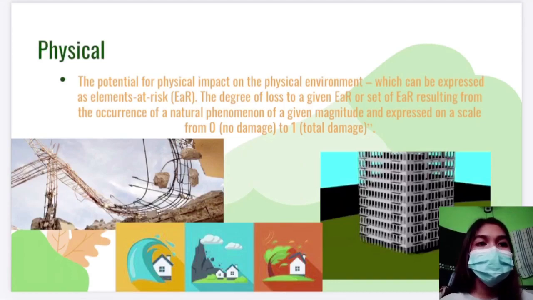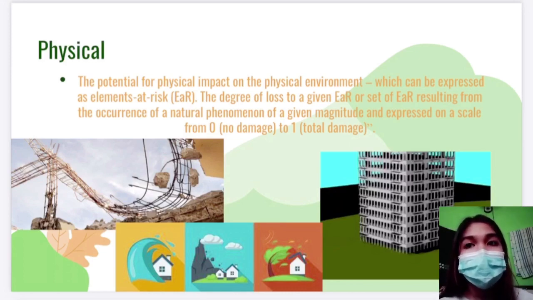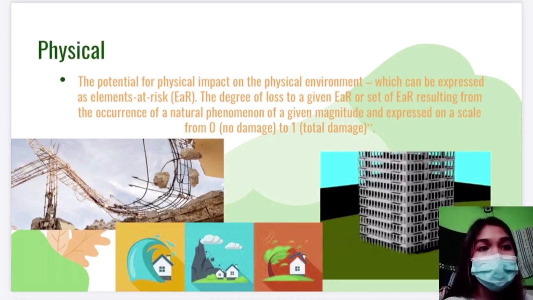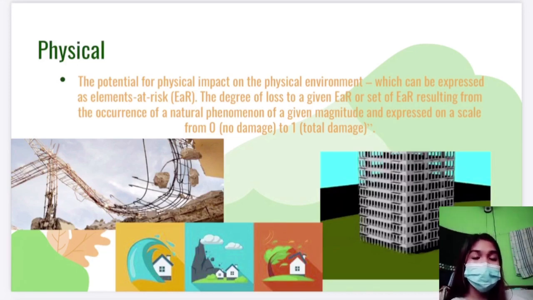So lastly is the physical vulnerability. Physical vulnerability is the physical impact on the physical environment that can be expressed as an element at risk. It is mostly influenced by the geographical pattern of the severity of hazards in the locality, and the number, density, spatial distribution, and spatial characters of population groups, and the effects of their local conditions.